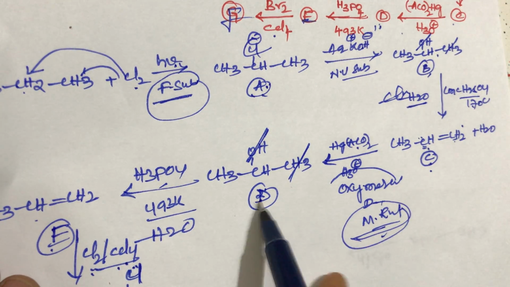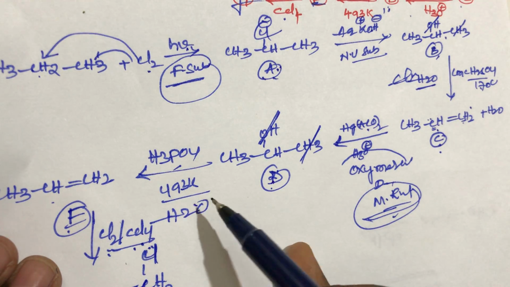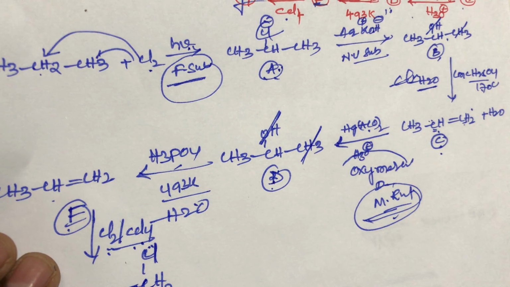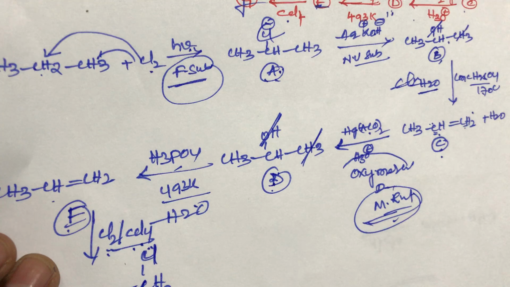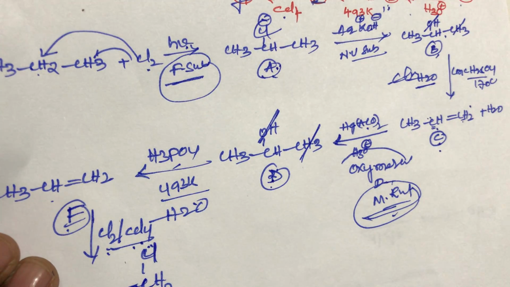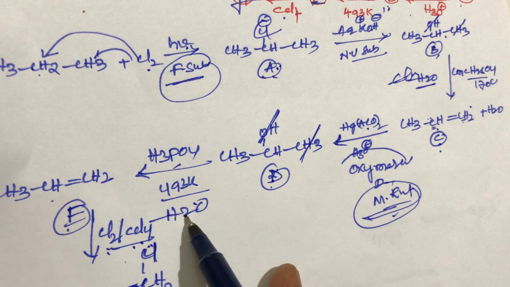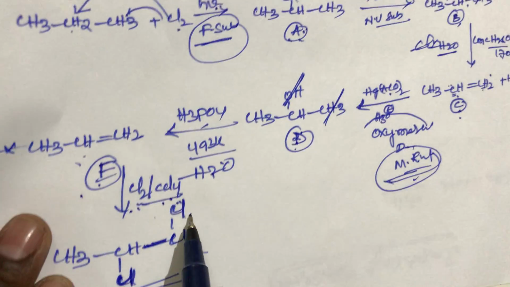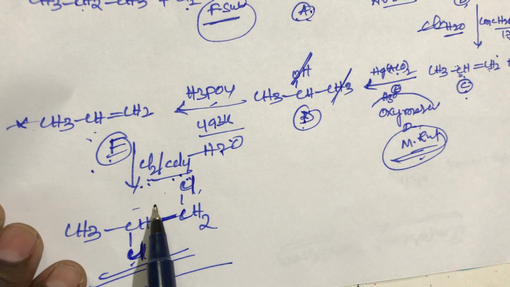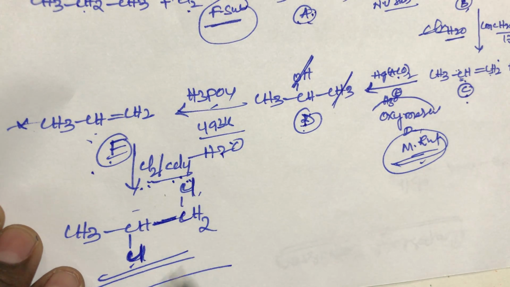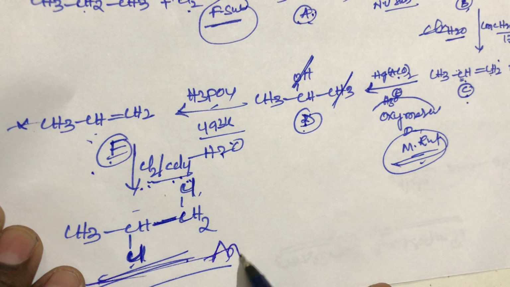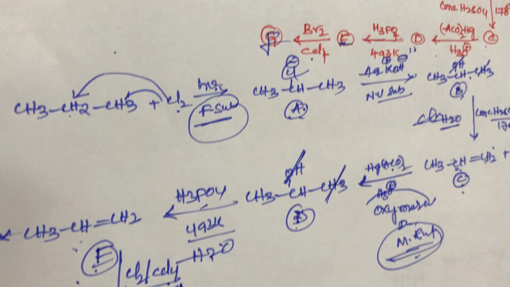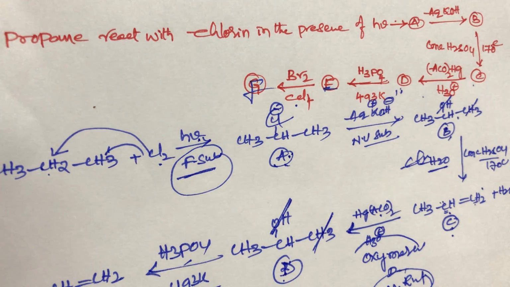When D compound reacts with H3PO4 at 493 Kelvin, it also belongs to dehydration. What is the role of H3PO4, student? It is a dehydrating agent, that is removal of water. Removing water, we get this product. When E compound reacts with Cl2 in the presence of CCl4, that is halogenation in the presence of non-polar solvent, it belongs to anti-addition reaction. These are the simple tricks, these are the simple conversions of hydrocarbons.